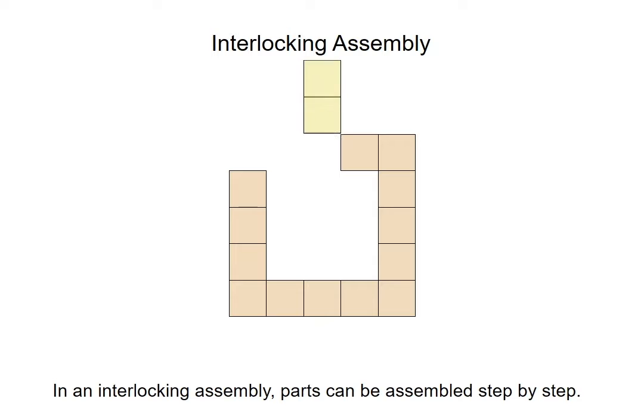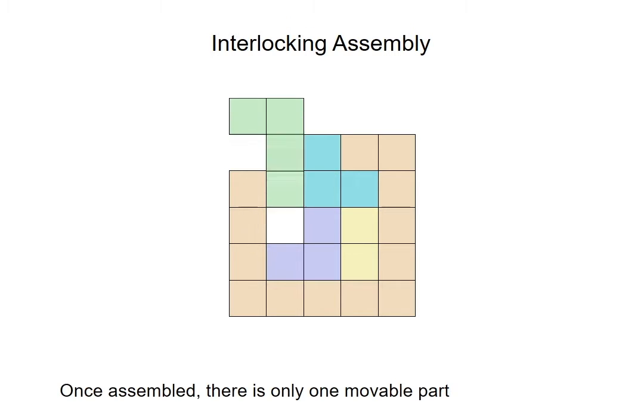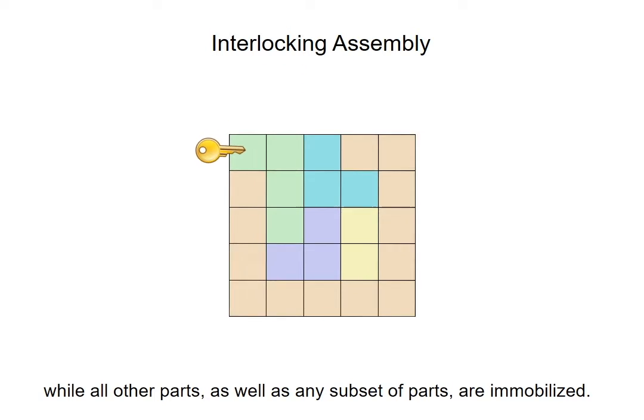In an interlocking assembly, parts can be assembled step by step. Once assembled, there is only one movable part called the key, while all other parts, as well as any subset of parts, are immobilized.